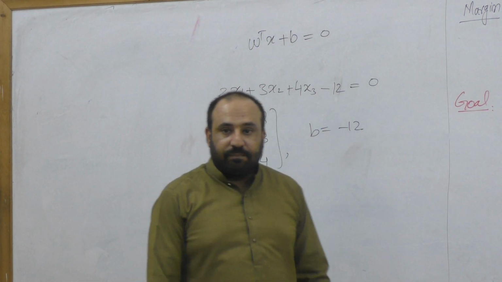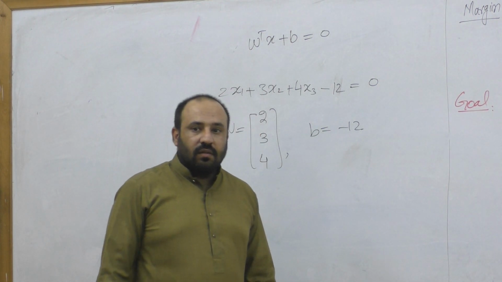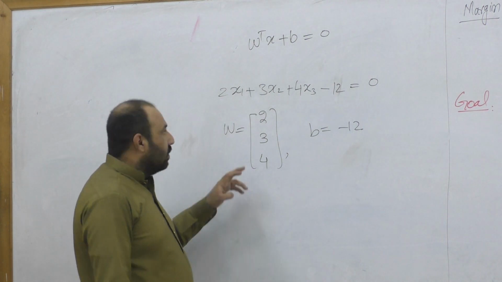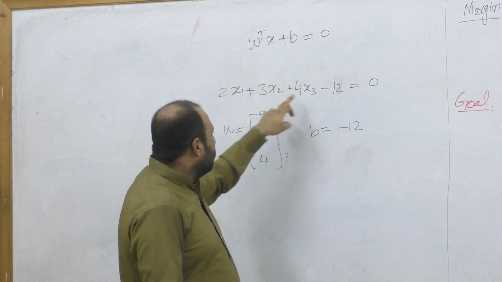That's it. Can the order change? Yes. Can we write X transpose as 4, 3, 2? No, you said W0, right? Yes, okay. This is B. This is W1, okay.